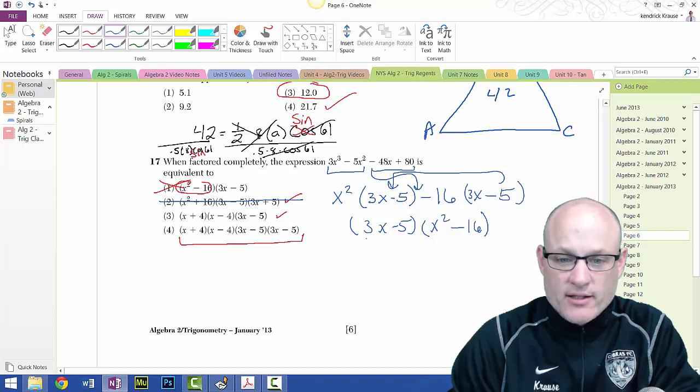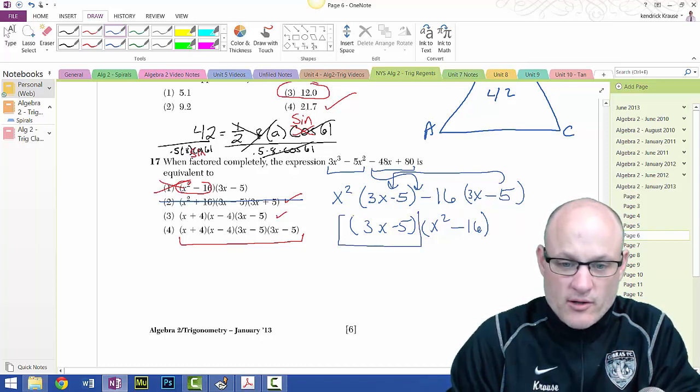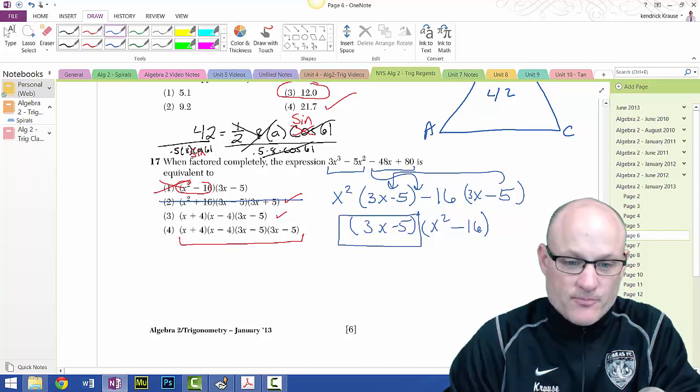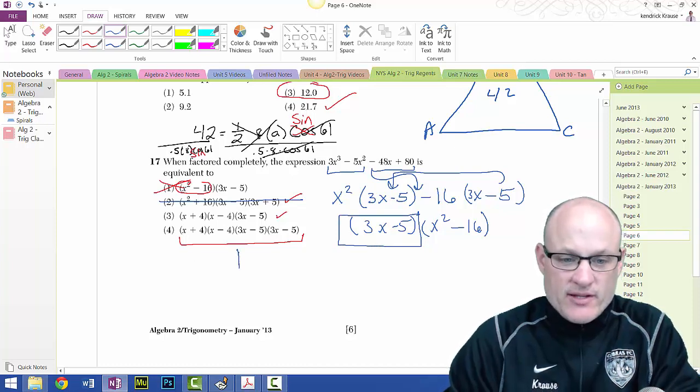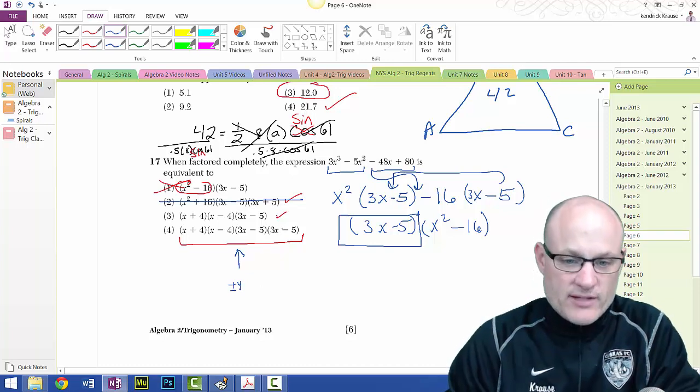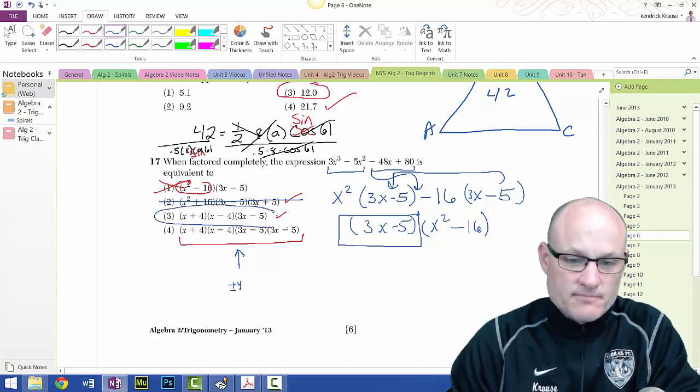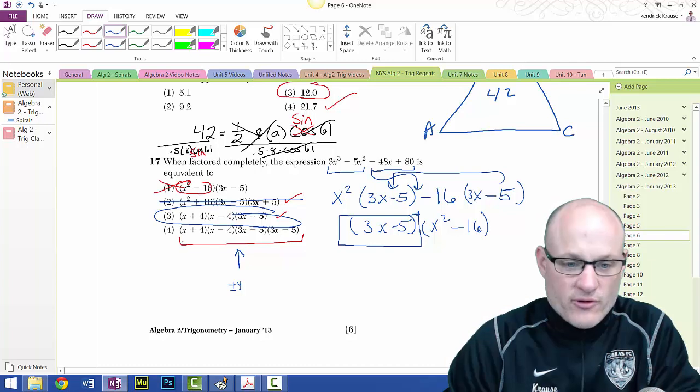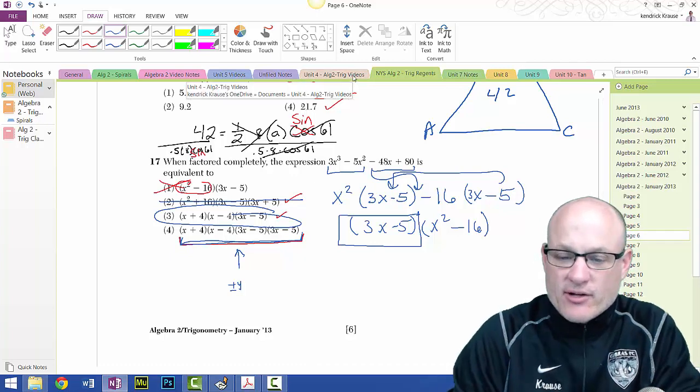Oh, wait a second. We only have one 3x minus 5, not two. Now, let me show you something. This says we have four answers. This says we have negative 4, plus or minus 4. And then this one would give me, well, no, that would give me a double root. It's actually, this is the right answer right here. And this is a fourth degree. See how there's four x's? That would be an x to the fourth. You can't have that, so that's not it. Okay, so choice three.